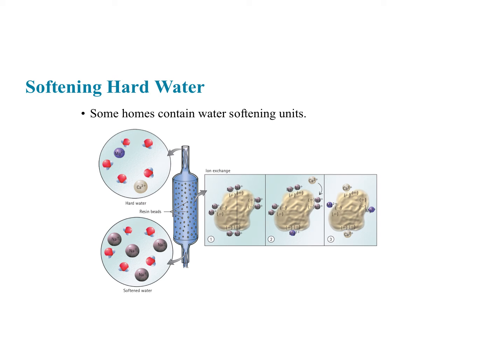Eventually, though, it all gets used up and you have to replace the resin or sort of recharge it. And the way that you can recharge it is actually by flushing it with a concentrated solution of sodium chloride. And so that sort of replaces those sodium ions and lets you start the whole process all over again.